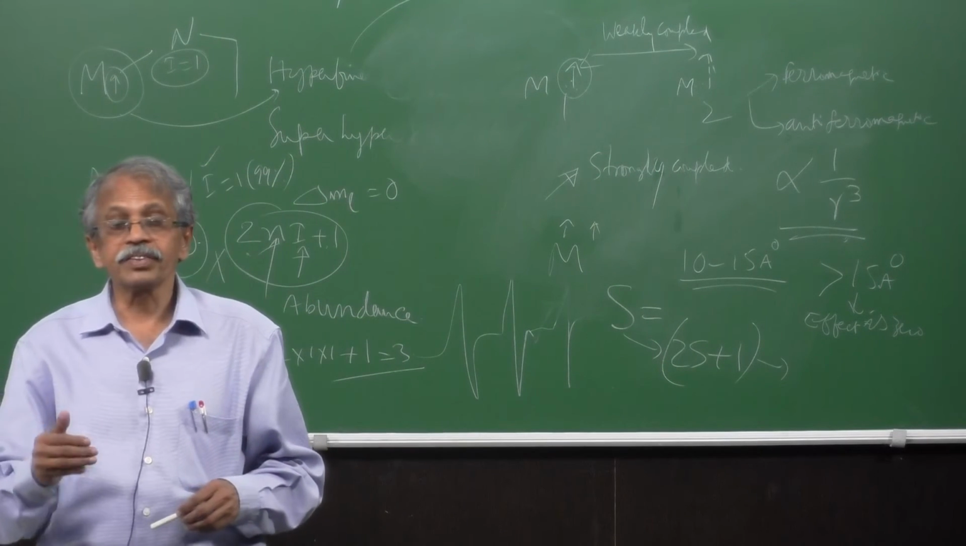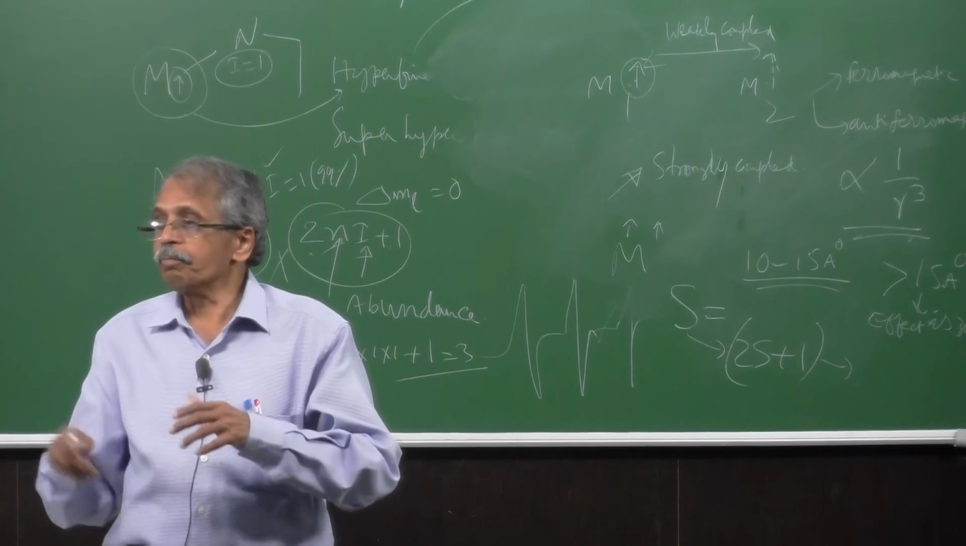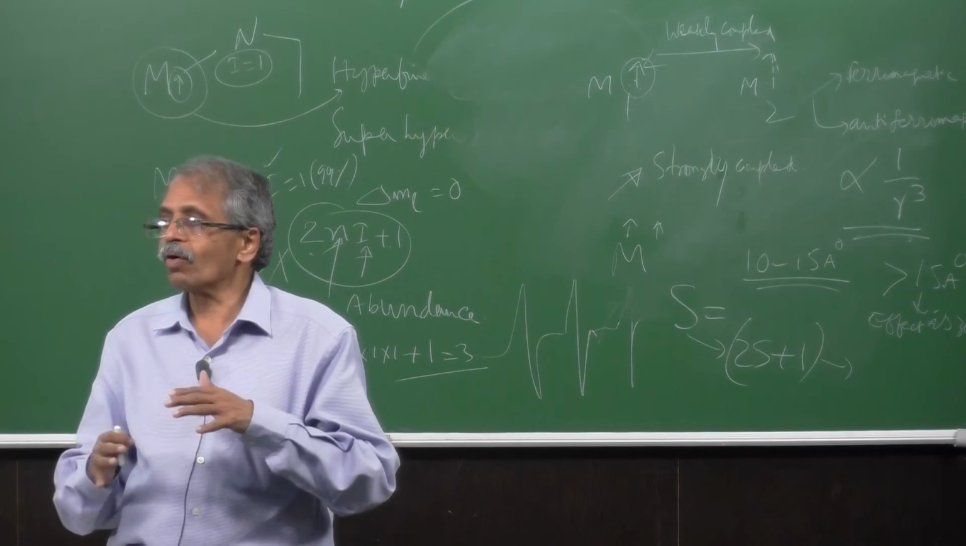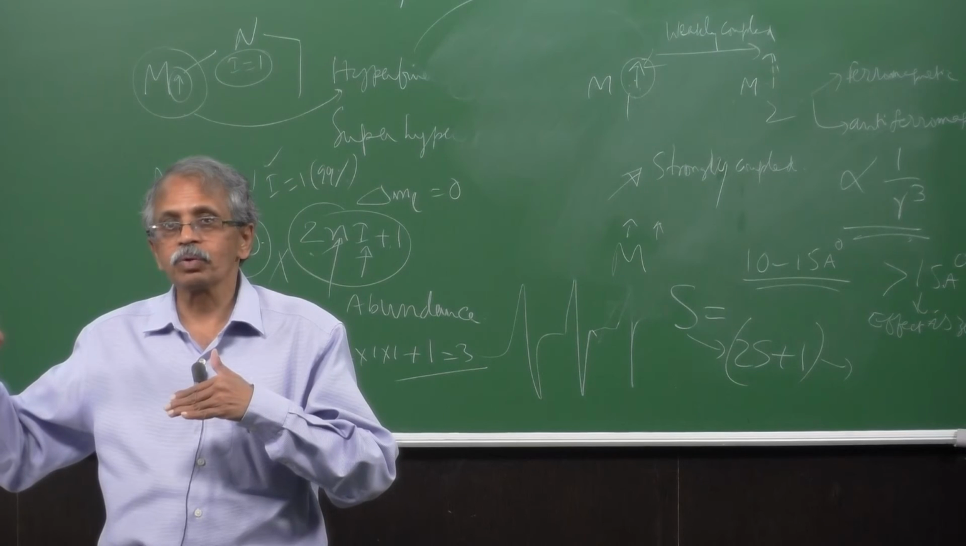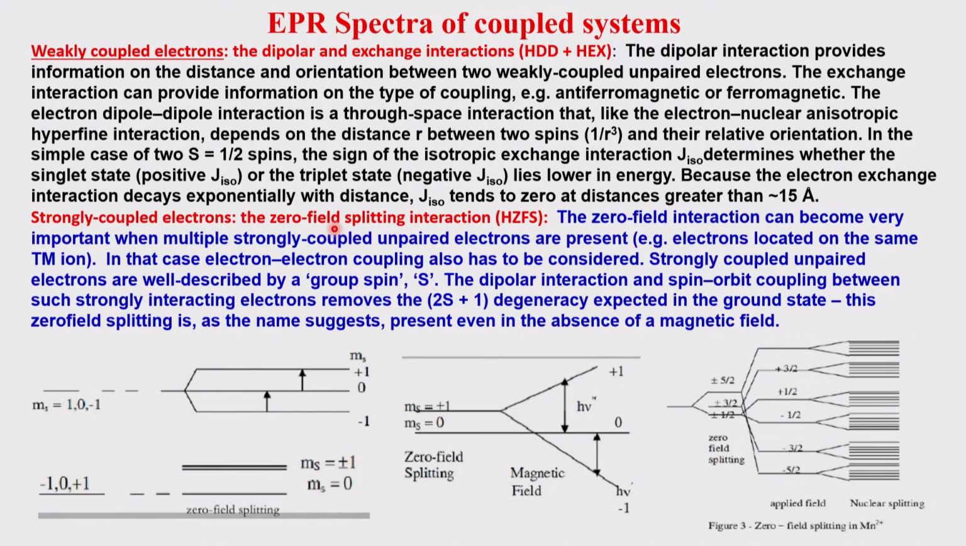Once you have an energy difference, even in the absence of an external magnetic field, because of the strongly coupled system, even in the ground state you may not have all the 2S plus 1 states degenerate; partly they will be non-degenerate. Let's look at this example. If you have strongly coupled, then out of the 1, 0 and minus 1, the plus 1 and minus 1 come as a doublet and the 0 comes separately.